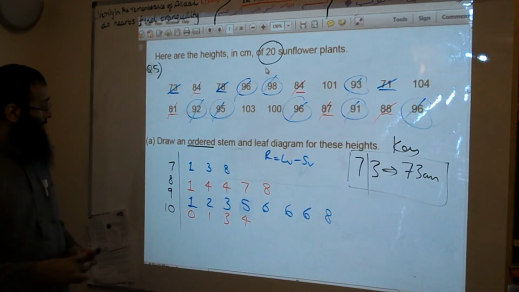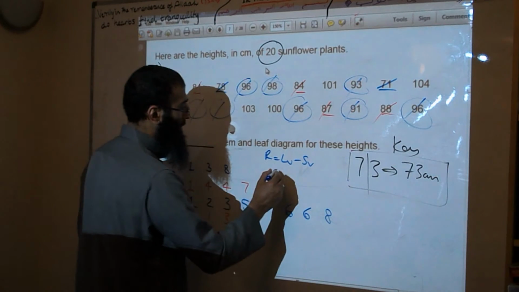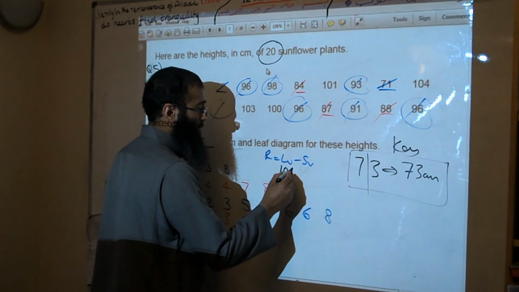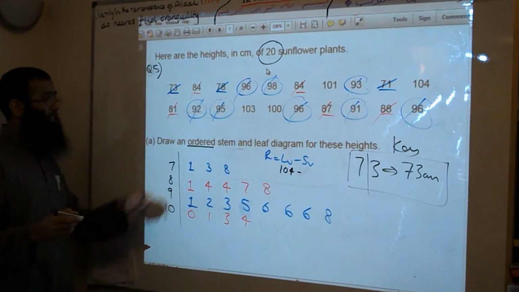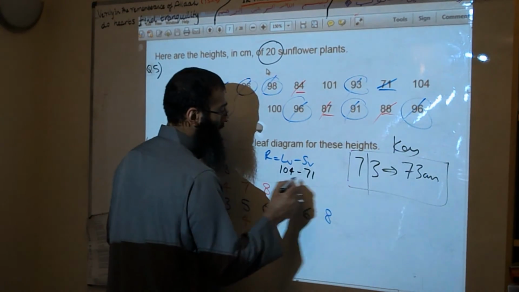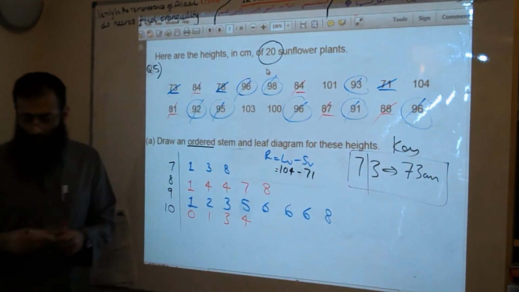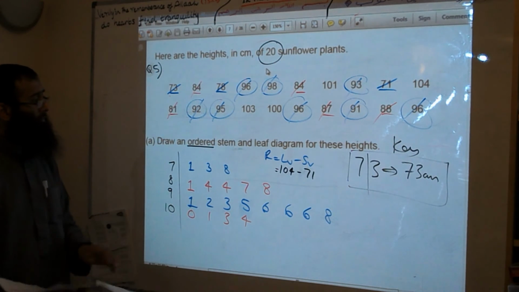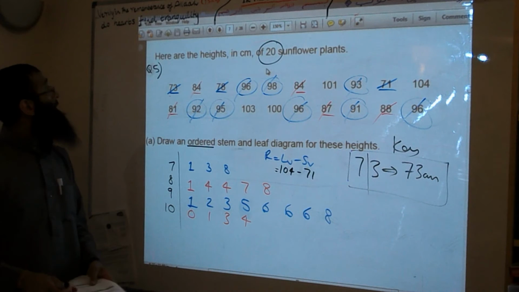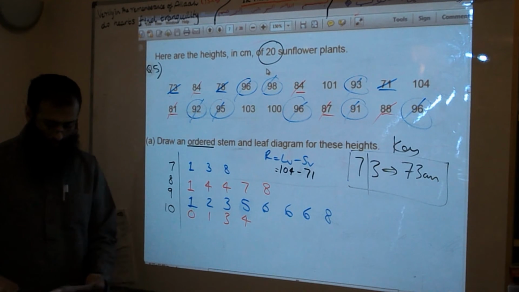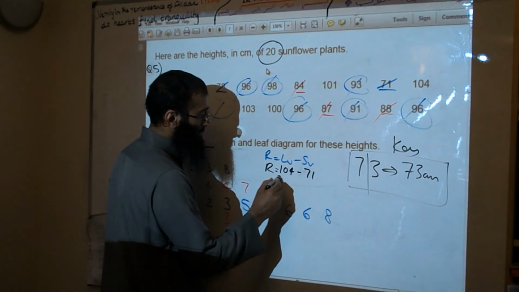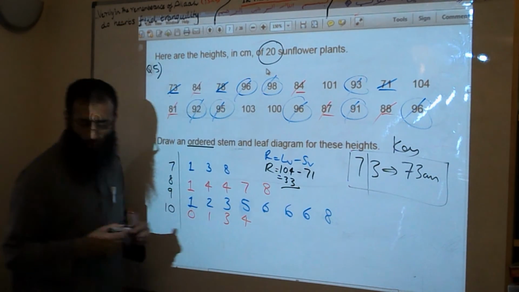Right, what is the largest value? 104. And then we minus the smallest value, which is 71. And 104 minus 71 will give us an answer of 33. Excellent, good. Okay, what question are you at the moment? 5. Done. Okay, one more question.